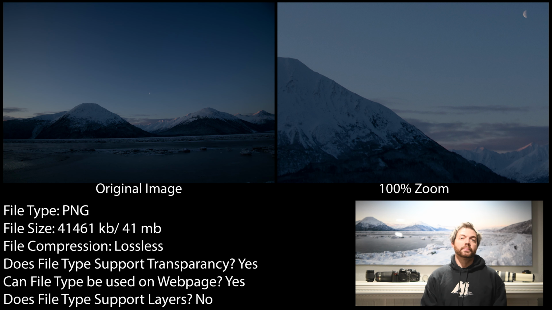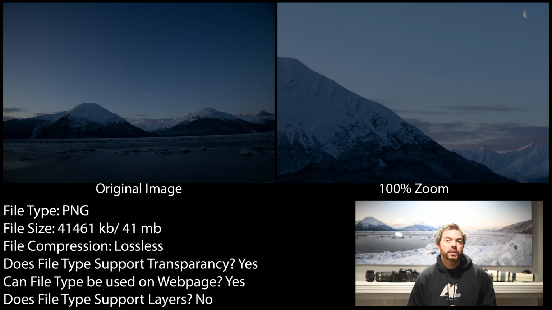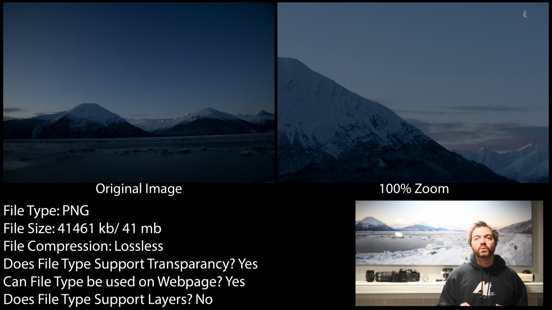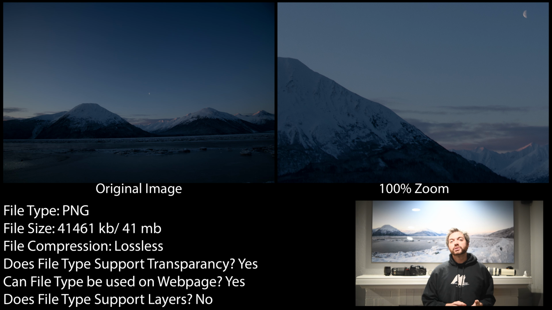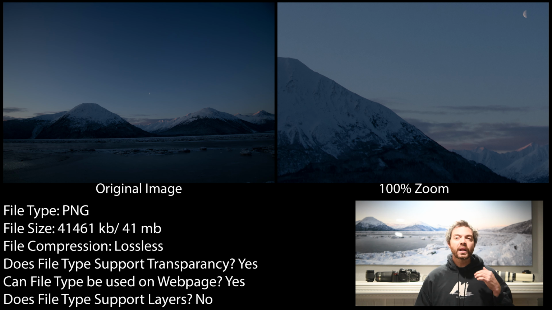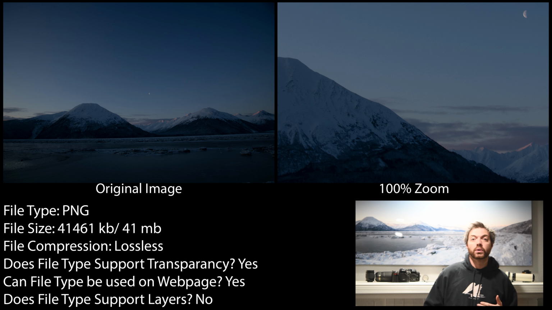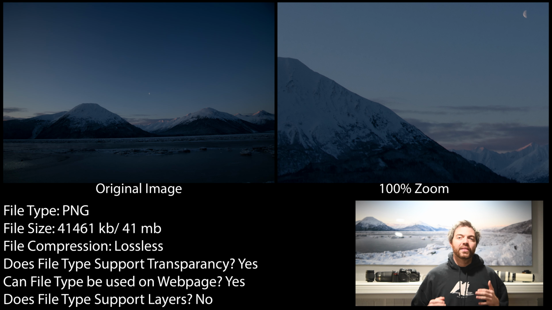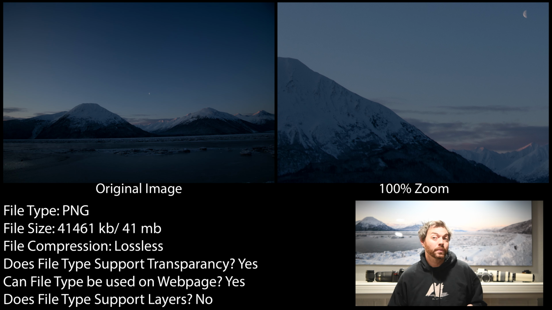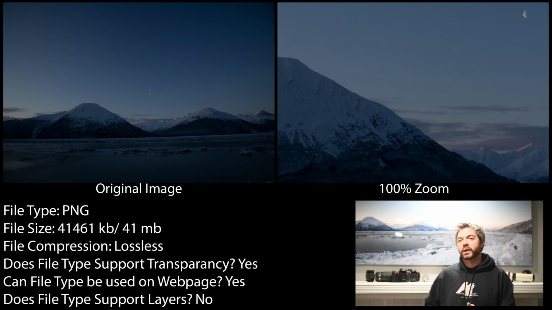Now, PNG file type. This is 41 megabytes. It is also a lossless compression, so there's no loss of quality here. It supports transparency and can be used on the web page. The only downside here is that it will not support layers. I use PNG files for my graphics on my web pages. I do not, however, use this format for my pictures. The reason is that the file size is larger than a JPEG, and by the time it gets to a web page, I will not be editing it anymore, and if I decide to make changes to it, I will go back to the original format I edited the image in and save another copy.